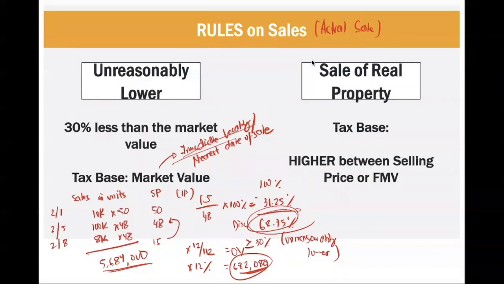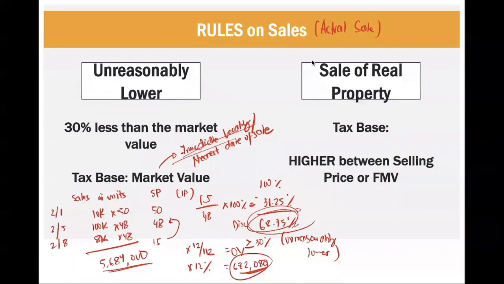So we already had an example on both your immediate locality and your nearest date of sale. So just remember how to compute for the discount. First, compute the ratio of the actual price to your basis, whether that is immediate locality or nearest date of sale, and then you deduct that amount from the 100% to compute for your discount.